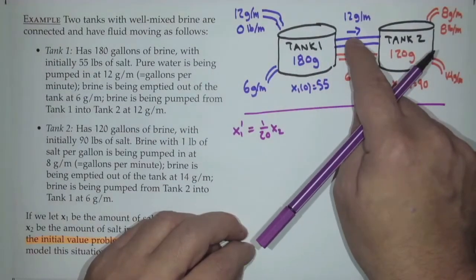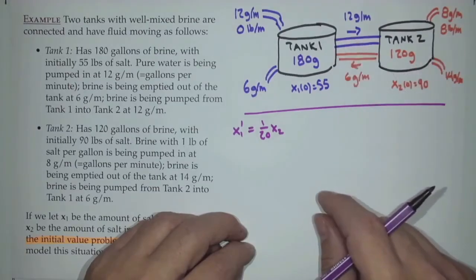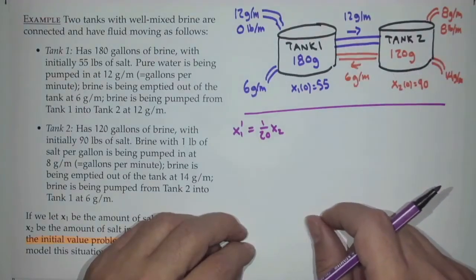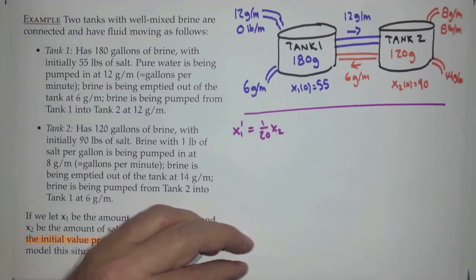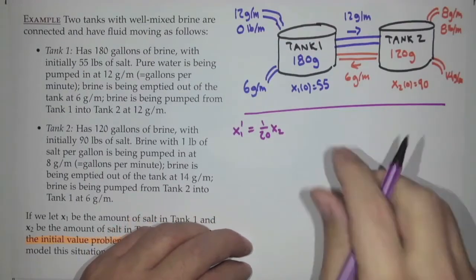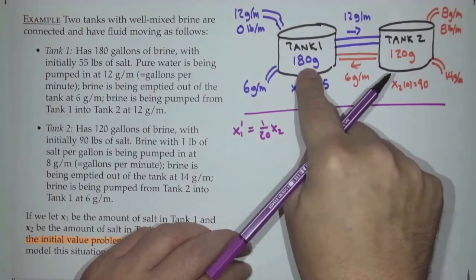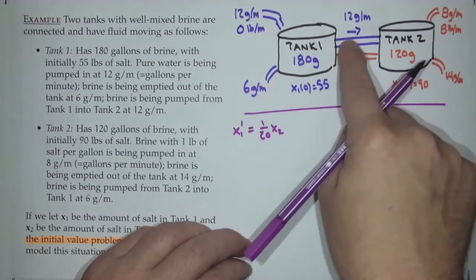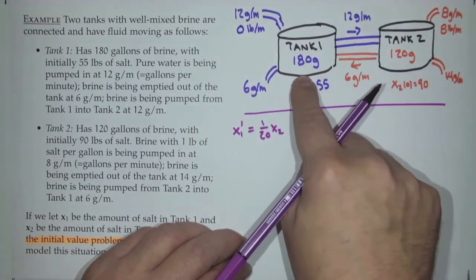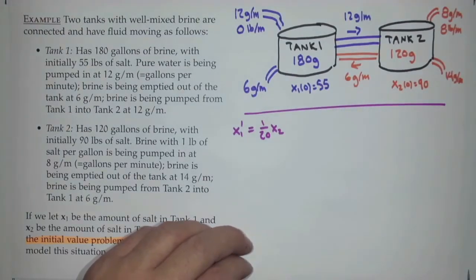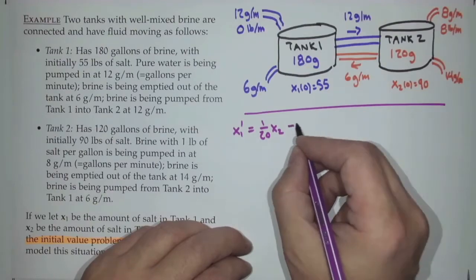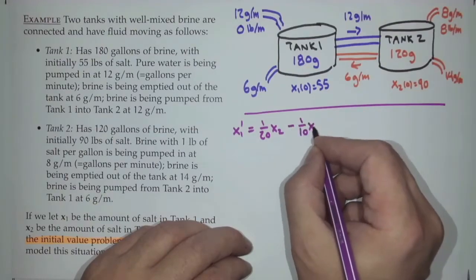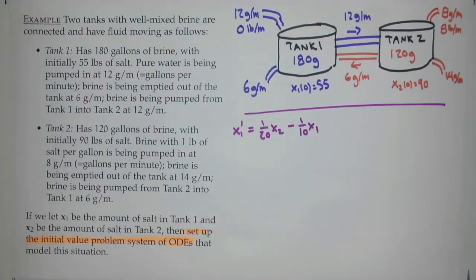18 gallons. So how much does that translate into salt? 1/10. Right? Because there's 180 gallons total. 18 of the 180 is leaving, so that means 1/10 of everything is leaving. So that includes 1/10 of the salt. And because it's leaving, it's a minus sign. All right, are we good with X1? All right, next up, X2.